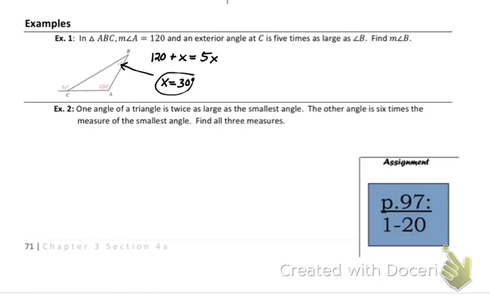All right, example 2. This one's more interesting. I just wanted to make sure I got to that. The proof would be fun. It's not a hard proof, but I wanted to get to this last problem for the homework so you guys can see how this works. One angle of a triangle is twice as large as the smallest angle. The other angle is 6 times the measure of the smallest angle. Find the 3 angles.